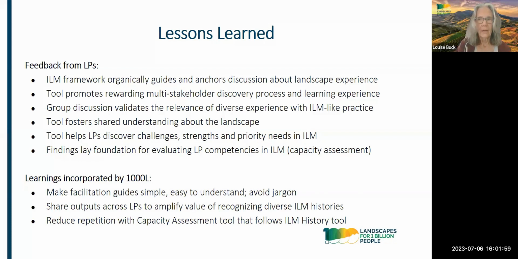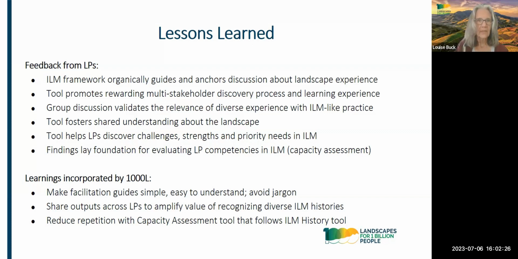So in helping our own team figure out how to make the tool more interesting and easier for people to use, we recognized through the tool testing process that we need to make facilitation guides that guide the use of the tool very simple. Our first iterations of them were too jargony. They didn't like that, so they gave us some tips on how to avoid jargon.